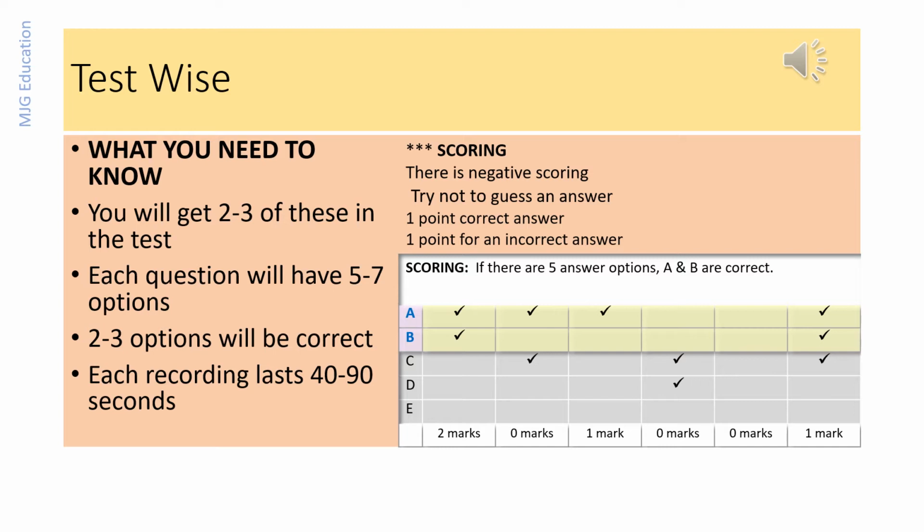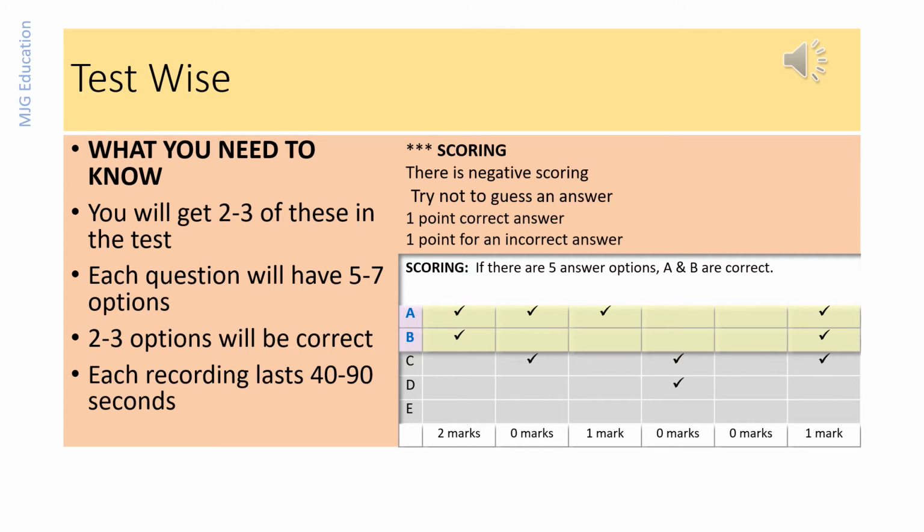Some things you should know to make you more test-wise for this task. You will only get 2 or 3 multiple choice, multiple answer listening tasks on this exam. Each question will have 5 to 7 options. 2 or 3 of the options will be correct. There'll never be 4 correct answers. 3 is the max. Each recording is fairly long at 40 to 90 seconds. So this is why we emphasize you take notes. You're not going to remember everything.